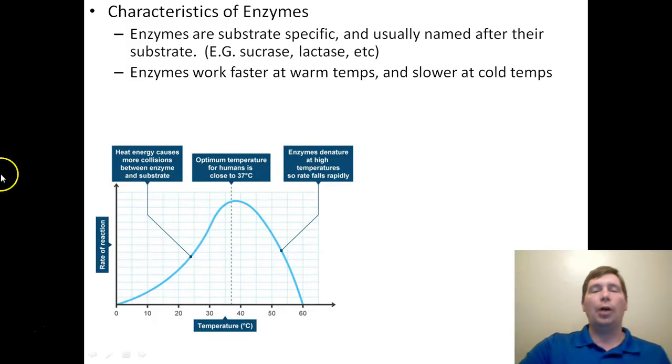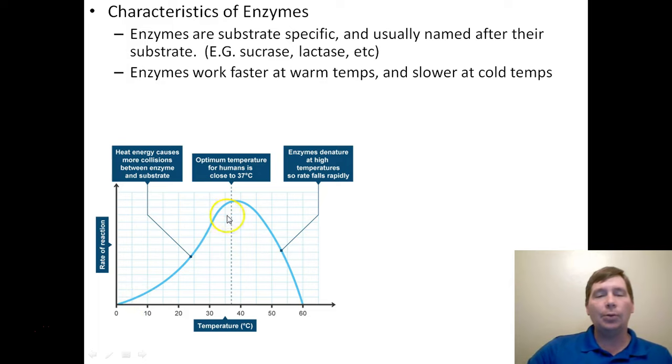Next thing we got going on. Enzymes work faster when it's warm and they work slower when it's cold. This graph right here, what you're looking at, temperatures from 0 to 37. 37 degrees Celsius is body temperature. This is showing the average enzyme in your body. The reason why your body temperature is around 37 degrees is that's the temperature where your enzymes work the best.